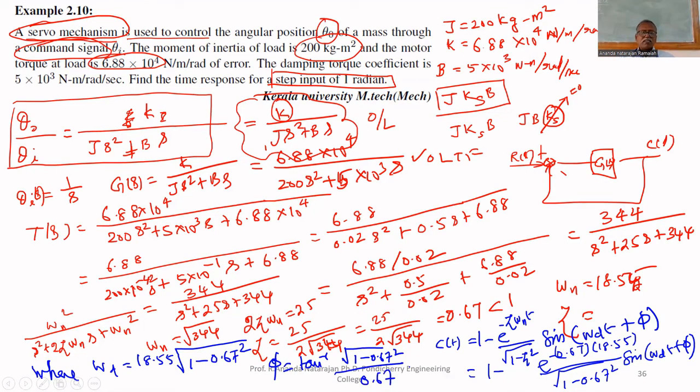So what are the important points here? Servo mechanism means closed loop system. The given system is a motor, that's why the spring constant K is 0. Therefore, the open loop transfer function is K upon Js square plus Bs. Here the numerator K is called static gain.